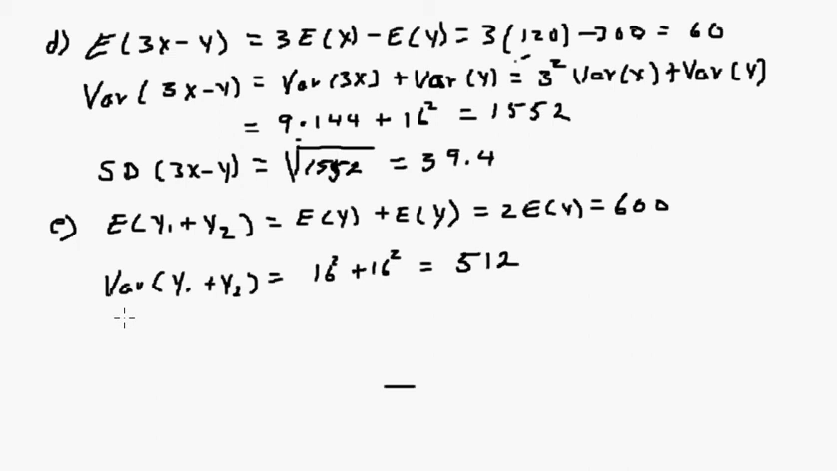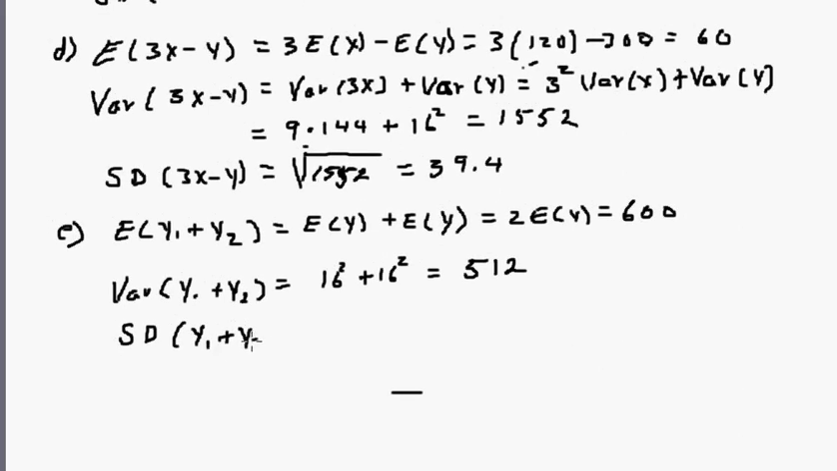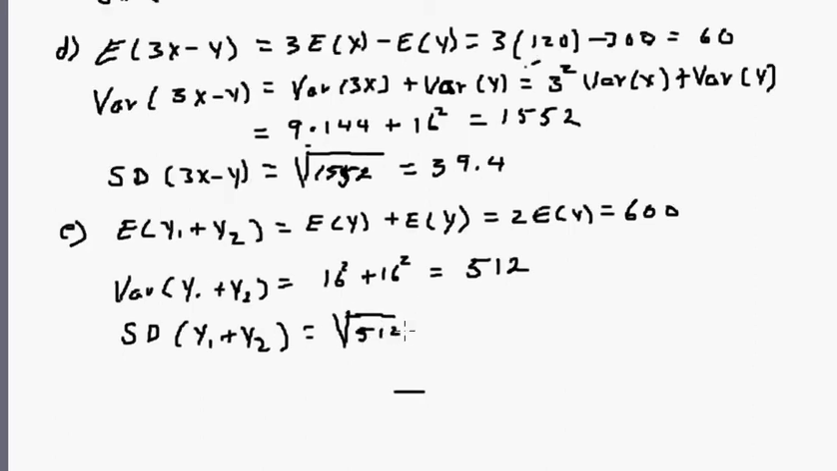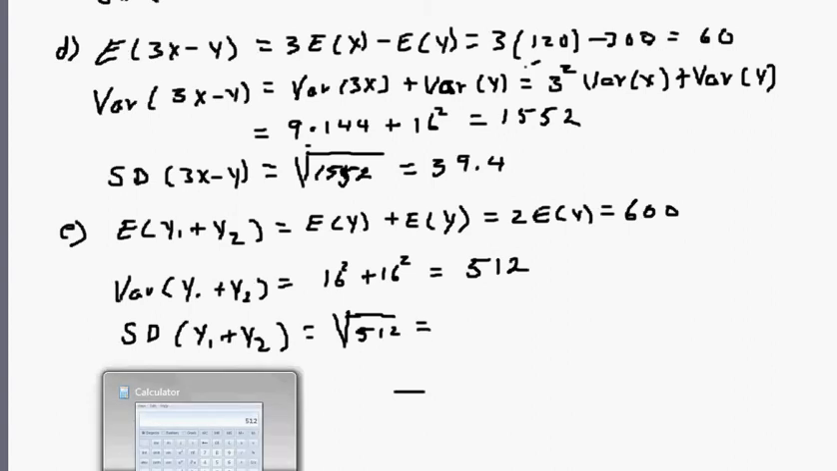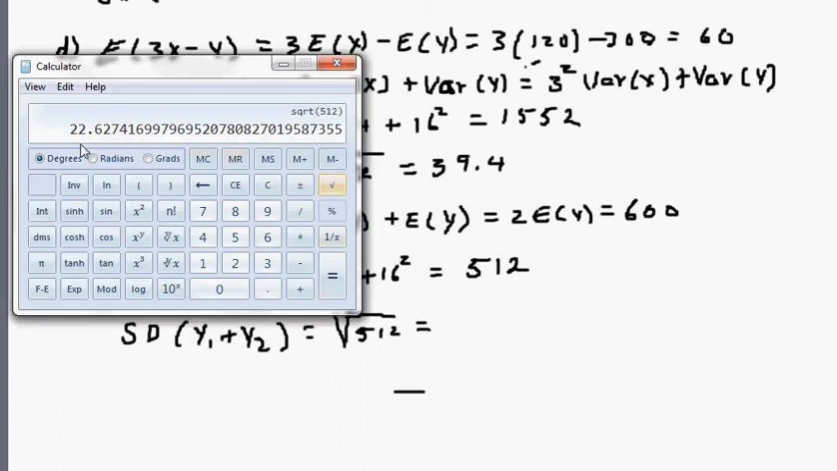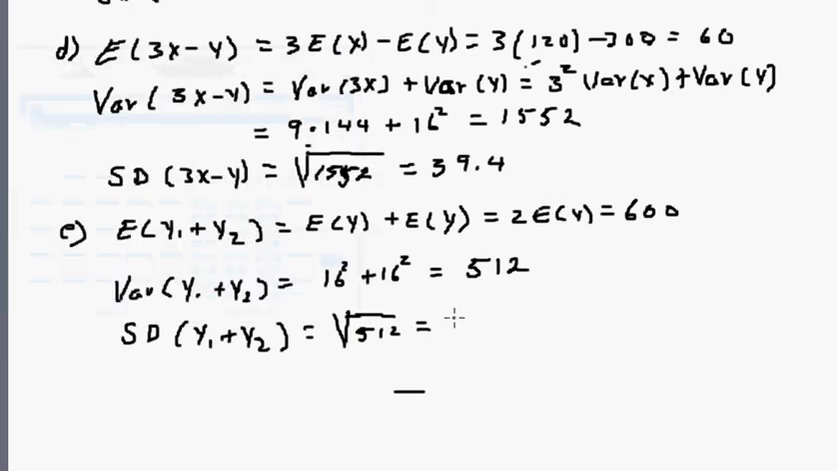So the standard deviation of y1 plus y2 is just the square root of 512. So we take the square root, and it's going to be 22.63.